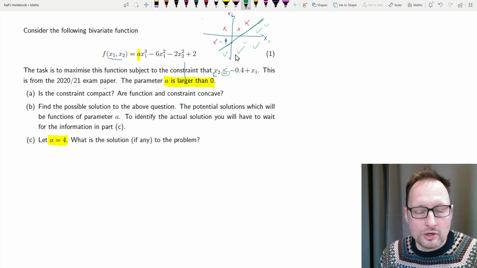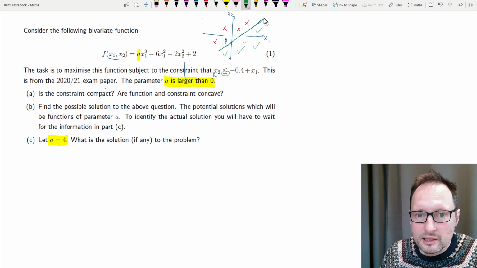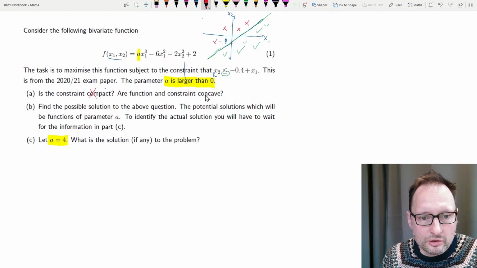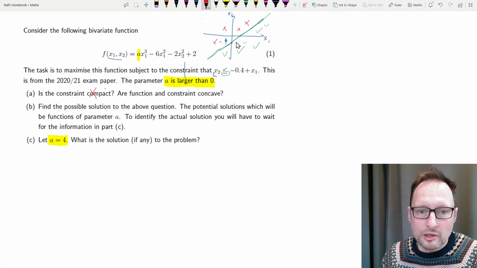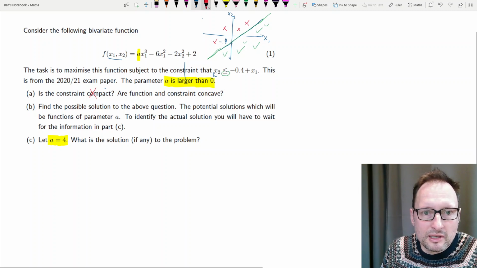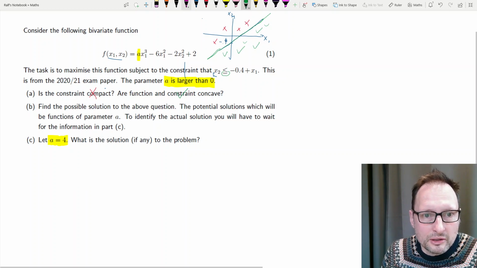Now, this constraint is not compact. I cannot sort of capture all the allowed values in a shape, like in a circle, because that just goes on to infinity here on both sides. Okay, so the constraint is not compact. What about, is the constraint concave? Well, we have a linear constraint, and we know that linear functions are both convex and concave. So yes, that constraint is indeed concave. Okay, sorry, I should just make that tick on the constraint. The constraint is concave. What about the function, however?